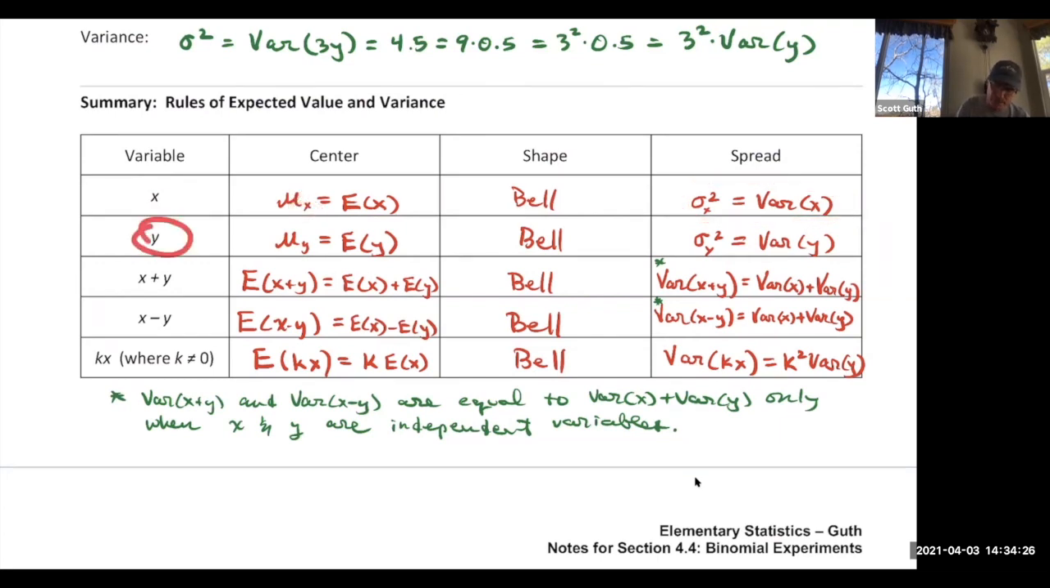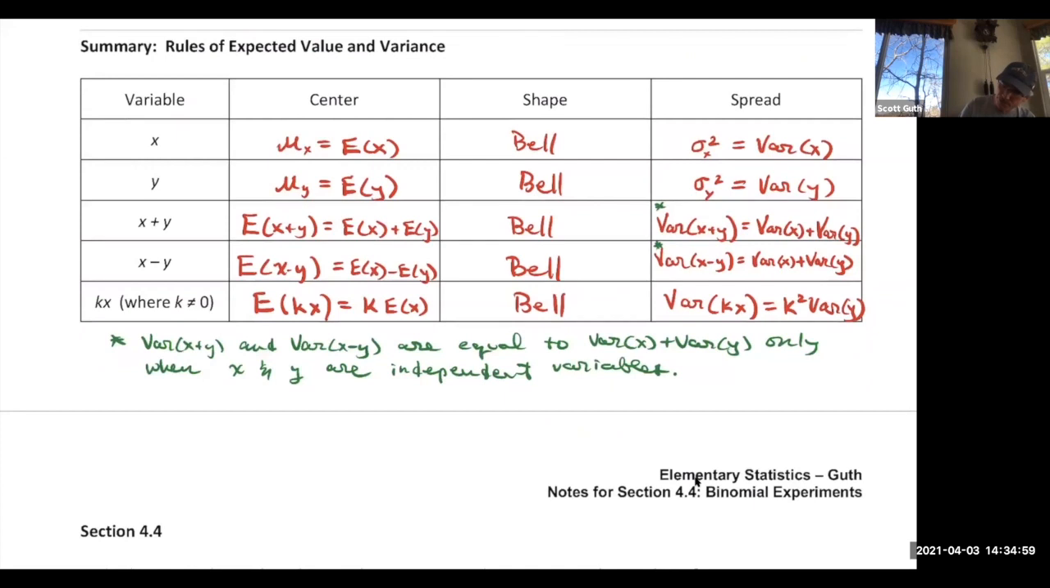When the variable is y, the mean of y is the expected value of y. Again, it was bell-shaped, okay? And the variance of y is just standard deviation squared, okay? For the variable x plus y, the mean is the expected value, and it's the mean of x plus the mean of y. That is the expected value of x plus the expected value of y. The distribution of x plus y was still bell-shaped, and the variance is added. Okay, variance of x plus y is the variance of x plus the variance of y.